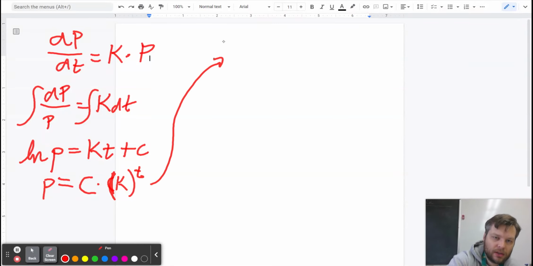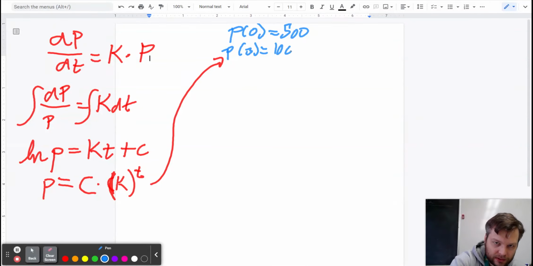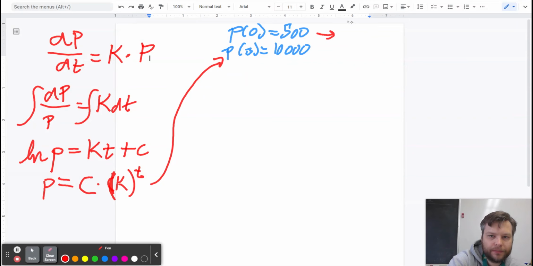So then what do we know? It has an initial population of 500, and after 3 hours, it has grown to 10,000. So let's write down those initial conditions. Okay, that's really fast growth. So let's use P of 0 equals 500. So 500 equals C times K to the 0, implying that 500 equals C.